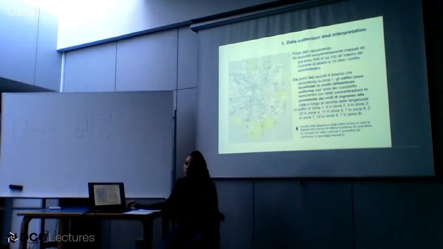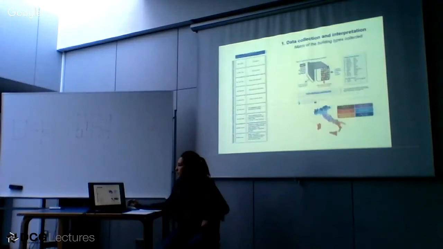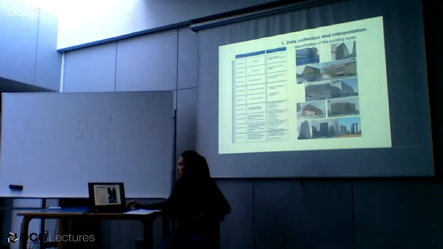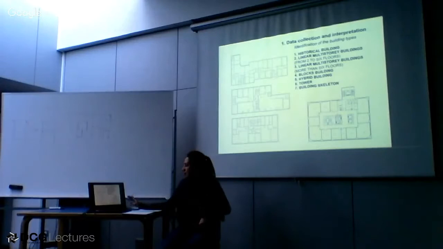There is a database with all the information on the buildings. And then I try to construct a matrix linking the typology of the building, the period of construction of the buildings, together with the constructive, typological, and functional organization of those buildings. So I came out with different building types, mainly these seven categories, and each category can be represented in a schematic way in order to be representative of the whole group.